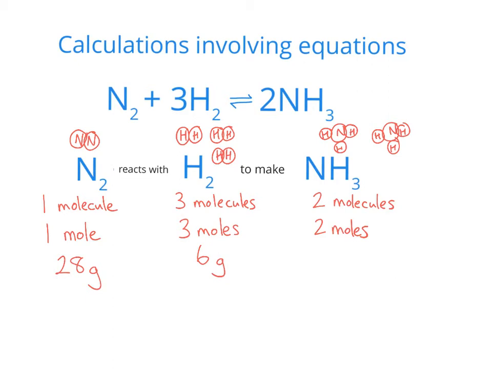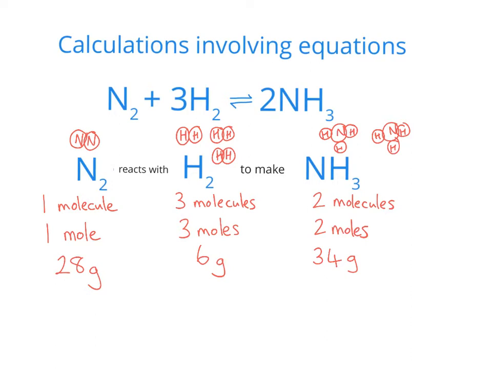If I work out the mass of NH3, it's 17, we used that in the last question, but there are 2 of them, and so it would make in total 34 grams of NH3. So I've got a ratio of masses as well, and we can just check that 28 plus 6, the mass of my reactants, equals 34, which it does. That's the mass of my product.